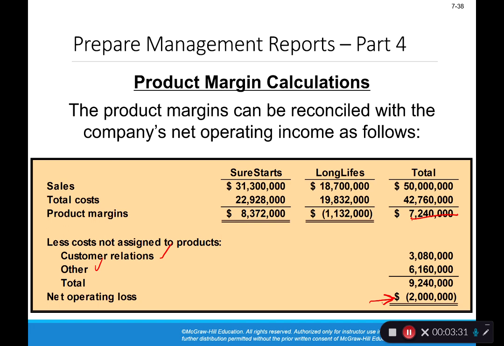One of the main reasons it's losing that money based on our allocation is that the Long Lives are not a profitable product line. Even if they eliminate Long Lives altogether, they're still not going to make a profit overall because the Long Lives are not losing the full $2 million. So all of this information can be used to determine the best course of action. We don't have enough information to make a decision. The whole point is to say, hey, look, we have now better information than we had before. We can combine that with some additional information and then make a final decision.